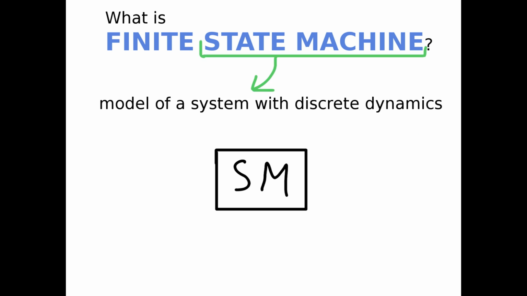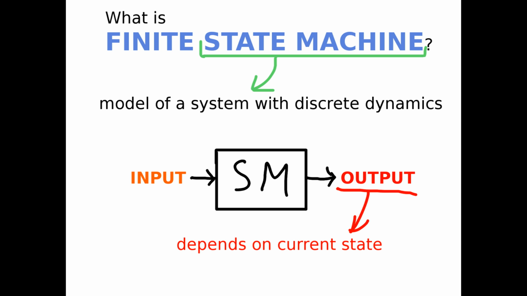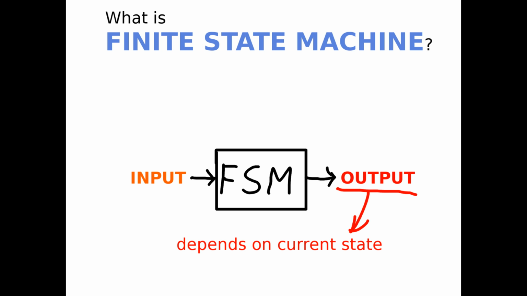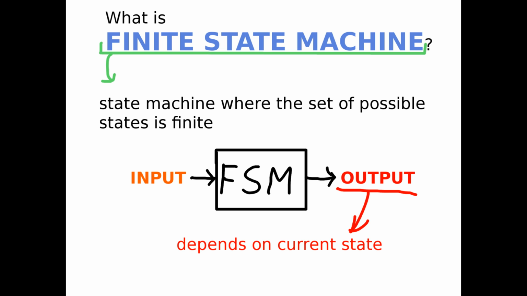A state machine is a model of a system with discrete dynamics that at each reaction maps valuations of the inputs to valuations of the outputs, where the map may depend on its current state. A finite-state machine or FSM is a state machine where the set of possible states is finite.